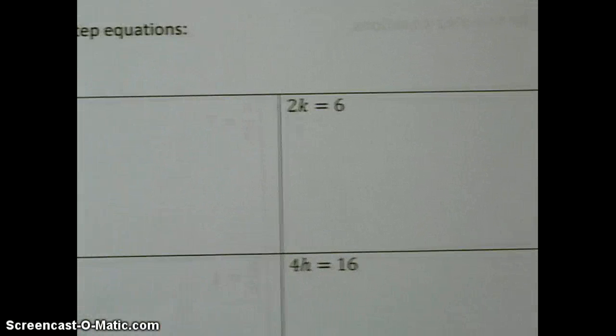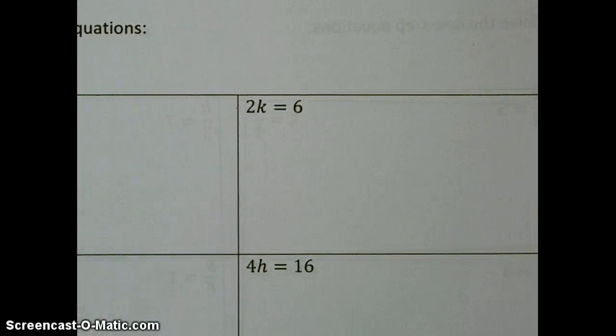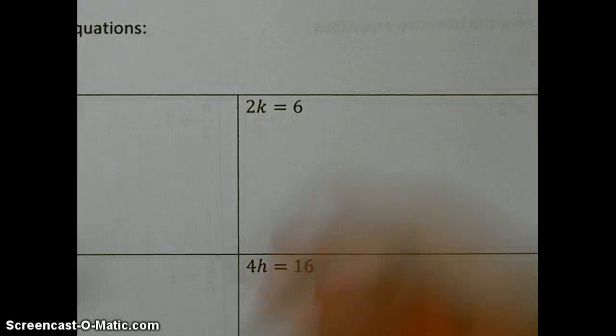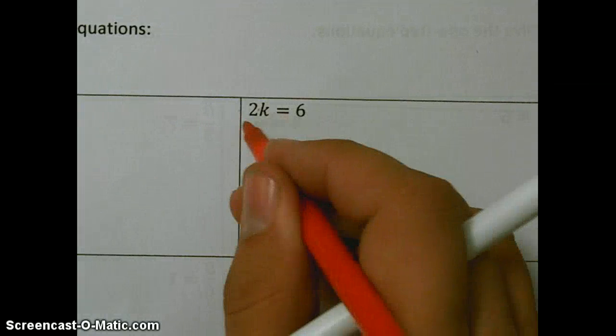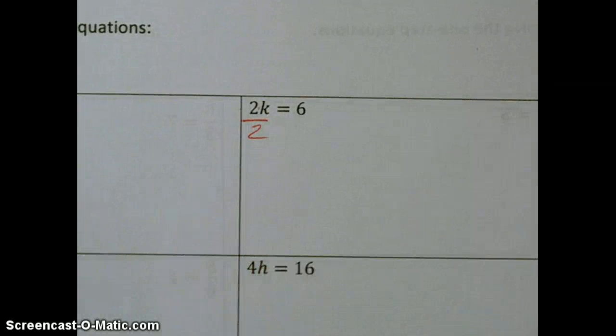How about this next one? We'll slide it over. 2k equals 6. Well, what is going on? That's 2 times k, right? So what's the opposite of timesing? It's to divide. So we want to divide by 2.